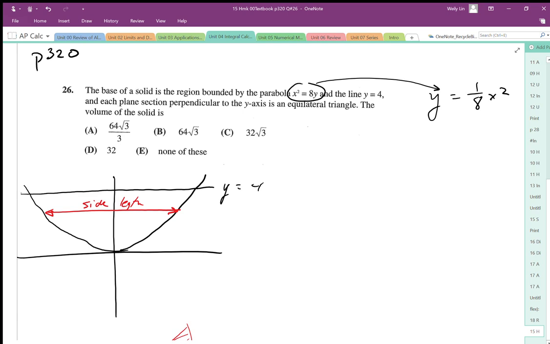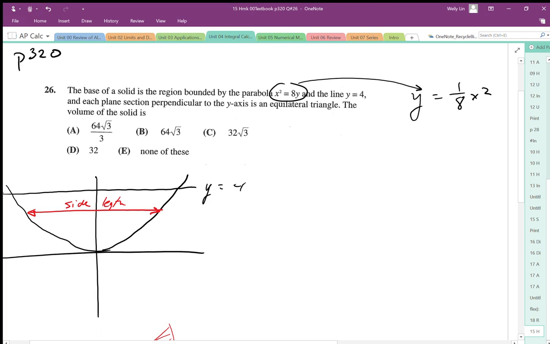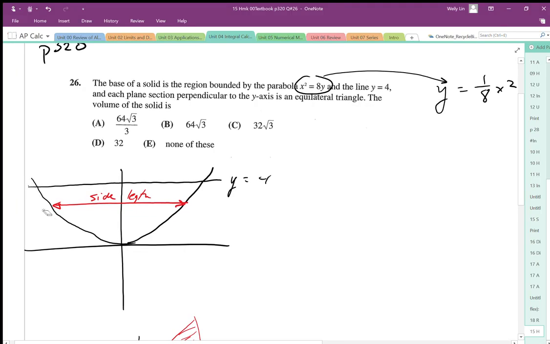Question number 26 from page 320 says the base of a solid region is bounded by the parabola x squared equals 8y and the line y equals 4. So the first thing I did was make this into a y equals, so I get y equals 1 over 8 x squared, and I graph those two lines. So there's my wide parabola and there's the line y equals 4.